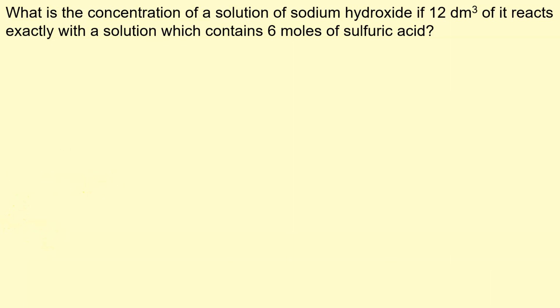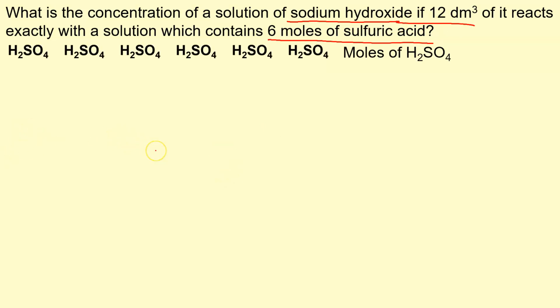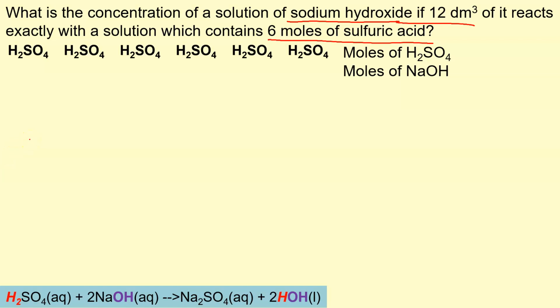Here's another question, slightly different. The difference here is it now is mentioning 6 moles of sulfuric acid, and it's 6 moles of sulfuric acid reacting with some sodium hydroxide, and there is 12 decimeters cubed of sodium hydroxide. So let's break it down. Let's visualize our 6 moles of sulfuric acid. We now need to think about how many moles of sodium hydroxide it reacts with. So this is where we want the equation.